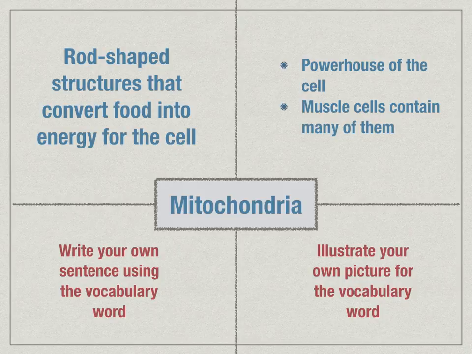The next organelle that we're going to talk about is the mitochondria or mitochondrium. The rod-shaped structures that you see in cells are the mitochondria, and they convert food into energy for the cell. They're known as the powerhouse, if you would, of the cell, and muscle cells contain a lot of them. And that kind of makes sense because muscle cells need a lot of energy.